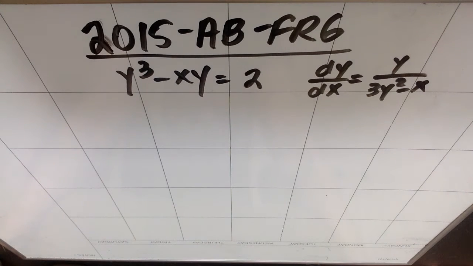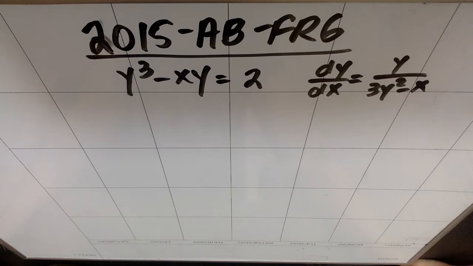All right, we're back at AP Review. This is 2015 AB Free Response 6. Consider the curve given by the equation y cubed minus xy equals 2. It can be shown that the derivative dy/dx equals y over the quantity 3y squared minus x. Thanks for doing the derivative for me, AP.